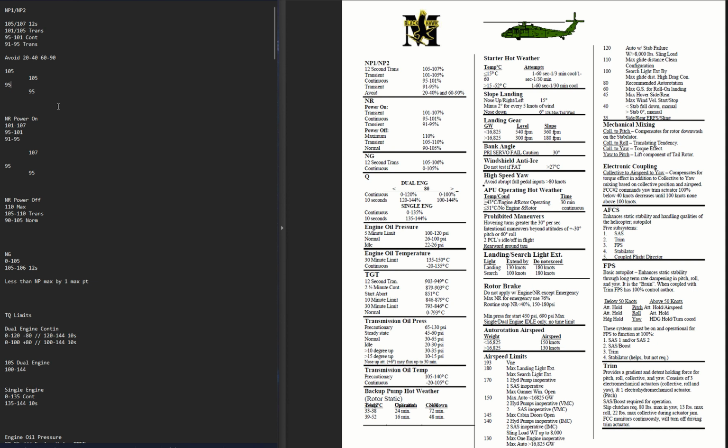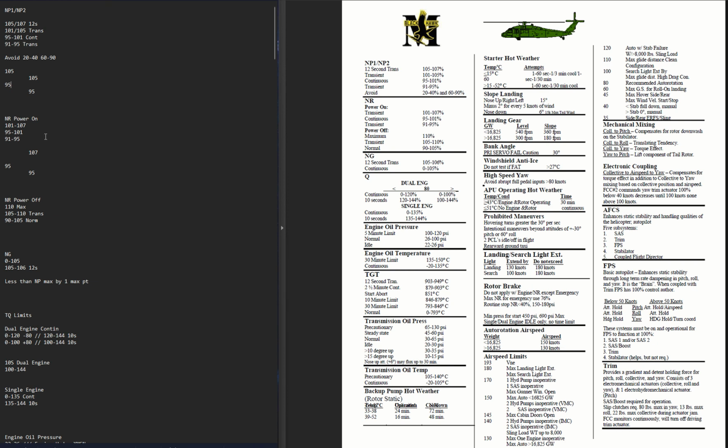For NR, power on, we have a 101 to 107 transient, a continuous from 95 to 101, and then another transient from 91 to 95, and that's with power on. It's the same kind of thing as the other one where you have your 91 to 95, 95 to 101, and then your 101, it goes to 107 instead of to 105. So NR power on is on the easier side to remember.